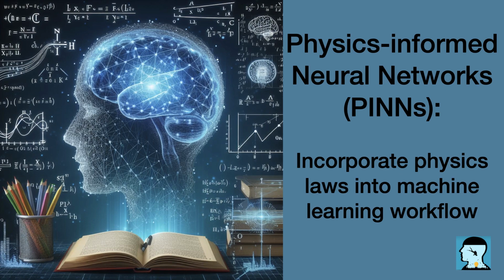3. Model discovery. PINNs can also be used for model discovery, where the objective is to discover the underlying physical laws or equations governing a system. By training the neural network on observational data, PINNs can identify the relationships and equations that describe the system behavior. The implementation of PINNs involves designing the neural network architecture, defining the loss function based on the physical laws or system identification objectives, and training the network using data.